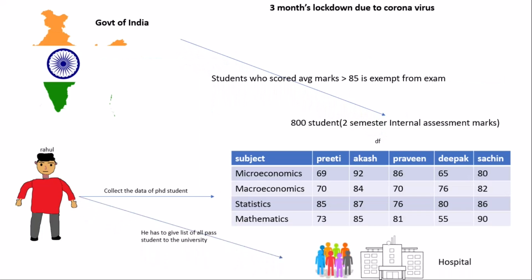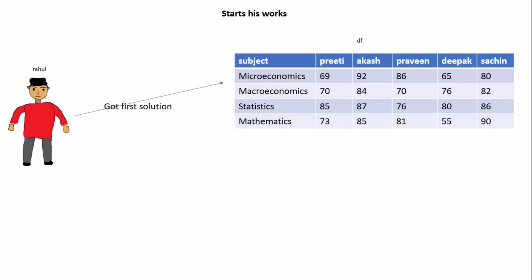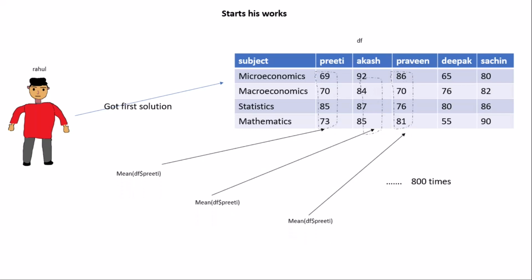Now it is the duty of Rahul to give the list of all passed students to the university. Rahul started his job, and at first he got confused about how to solve this problem. Suddenly he got the first solution. He used the mean function and calculated the mean of every column, like the first column, then the second column and third column. If he opts for this option, he has to write it 800 times, and this is very, very time consuming. So again he was frustrated and thinking about how he could solve this problem.